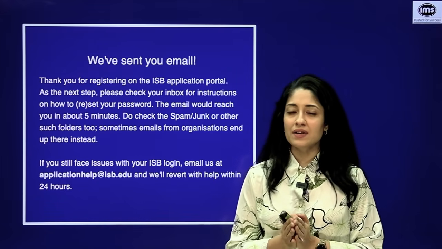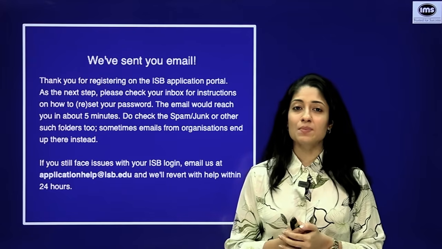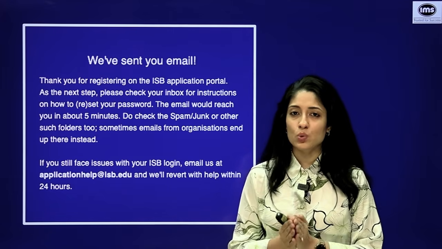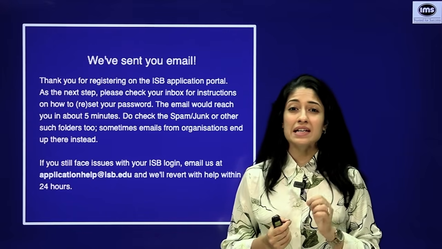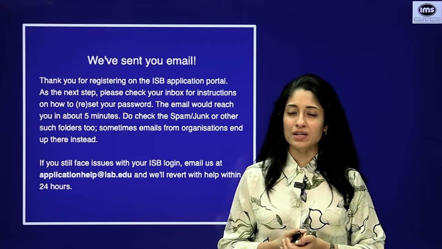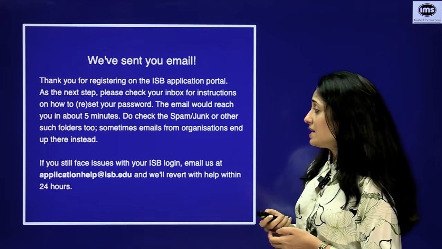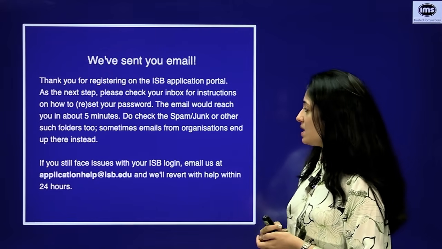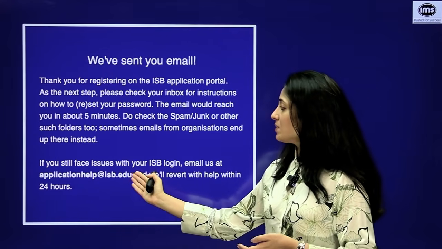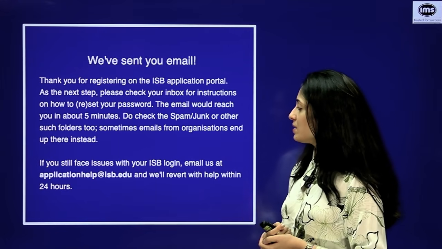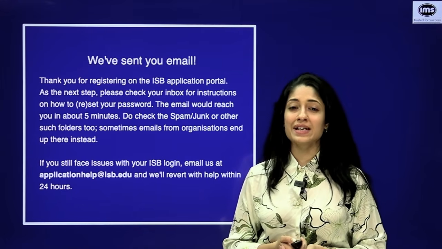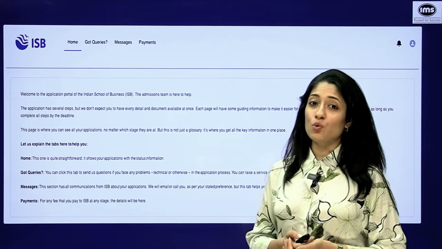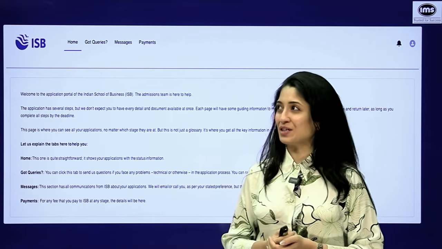You will be receiving an email on your registered email ID by ISB within next 5 minutes, where you can use the link in that email to set or reset your password. In case you do not receive an email, you can always email them at applicationhelp@isb.edu and you will receive the revert within next 24 hours. Now moving ahead with your actual application.